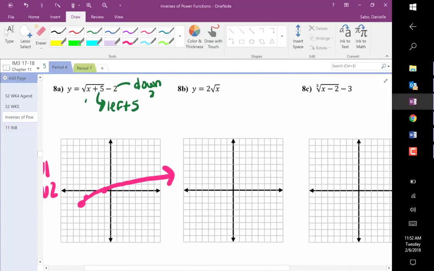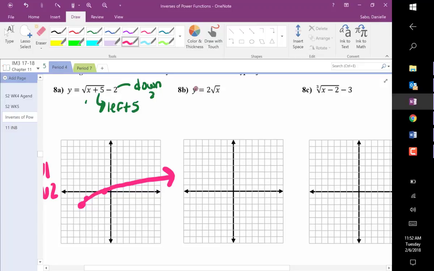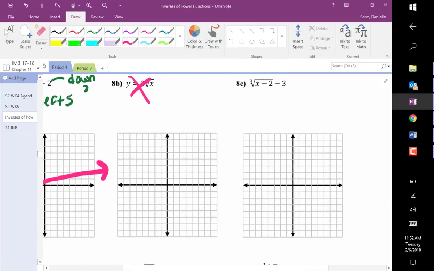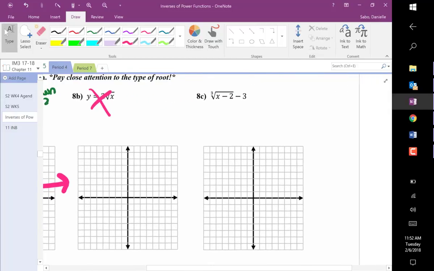Same thing here. I want to go to this one right here, 8C. What does this negative 2 mean?